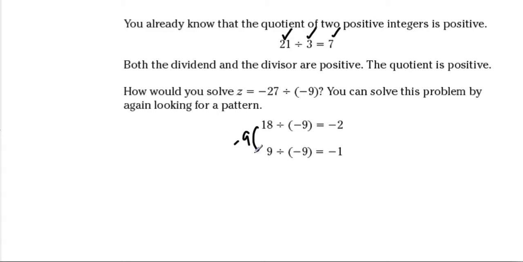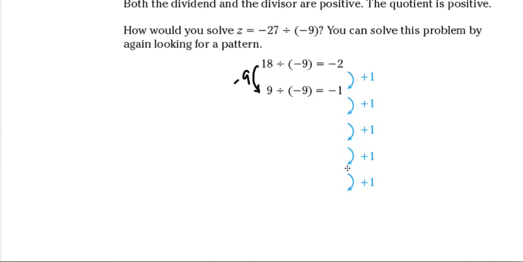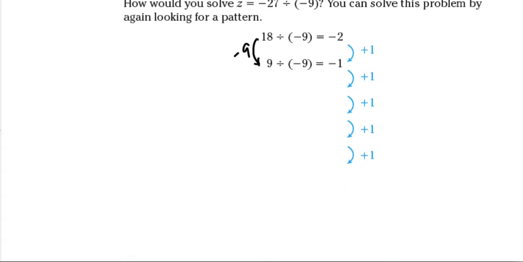So here you're subtracting 9, and on the quotient side you are adding 1. Following that pattern, this now becomes 0 divided by negative 9, which will always be 0. Again, we're still following the pattern.